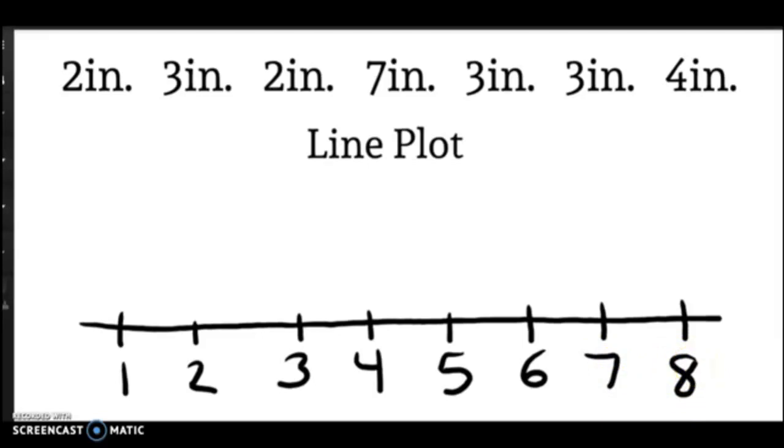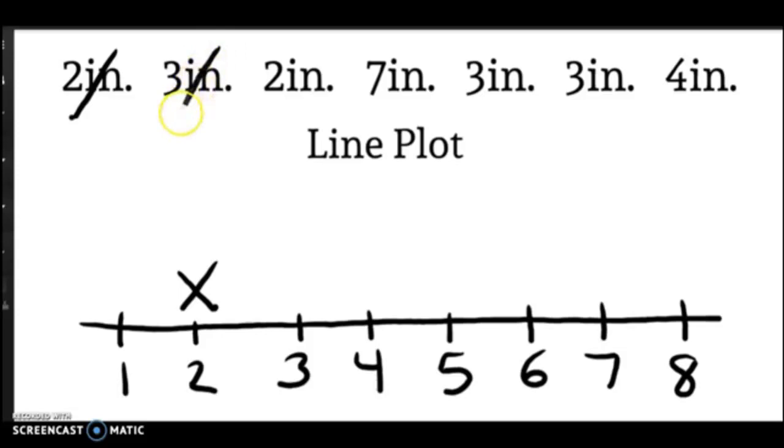Now I know I don't have toys that are all those heights, but when you're making a line plot, it's important to include all of the numbers along the line. You'll see later how that comes in handy when we're looking at the data we've collected. So the first thing I'm going to do is look at my first piece of data, which is 2 inches. I have a 2-inch toy that I'd like to record by placing an X above the number 2. That X shows that one of my toys is 2 inches tall.